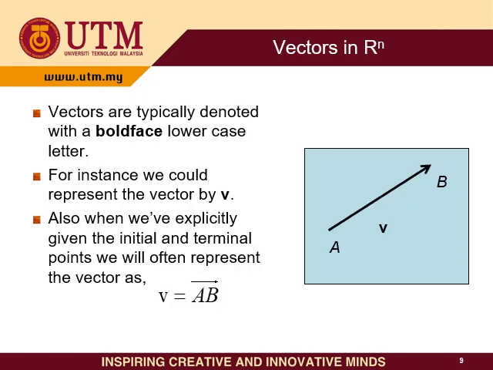Vectors are typically denoted with a boldface lowercase letter. In this case, it is represented by v here. When we explicitly give the initial and terminal point, the start and the end, we will often represent the vector as AB, which means that the start is A and then it goes to B.